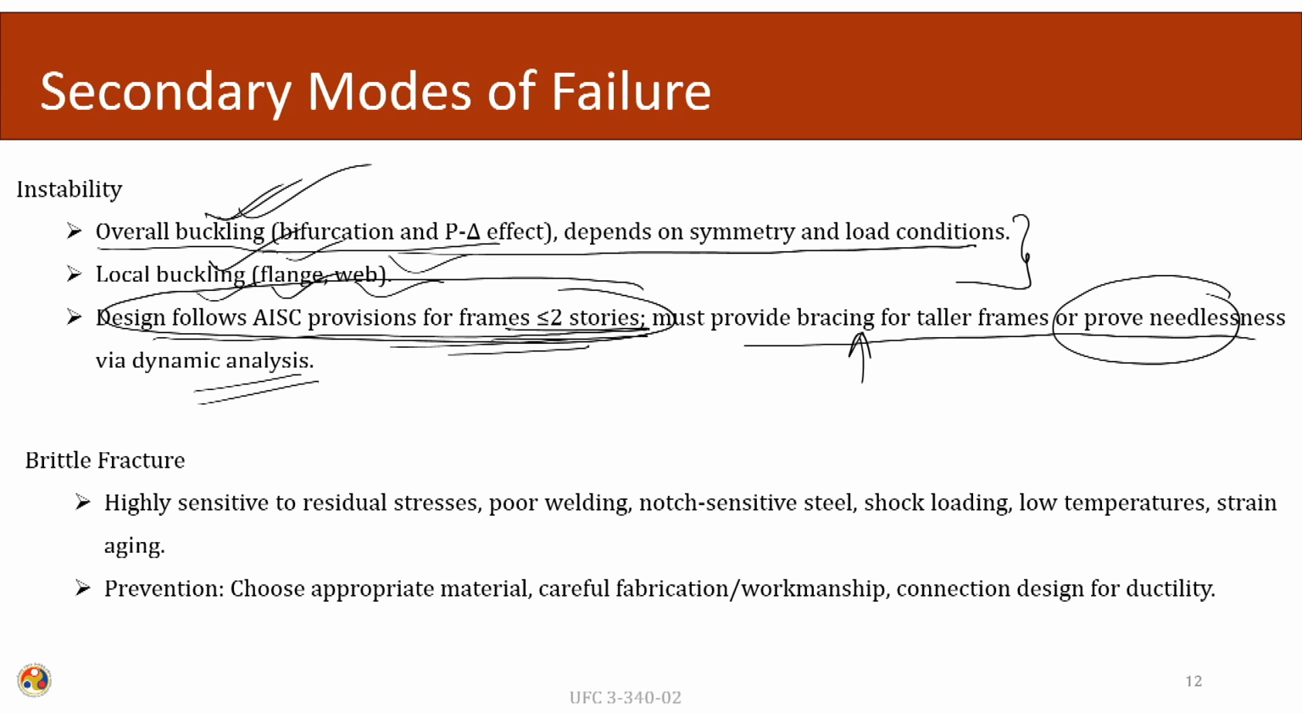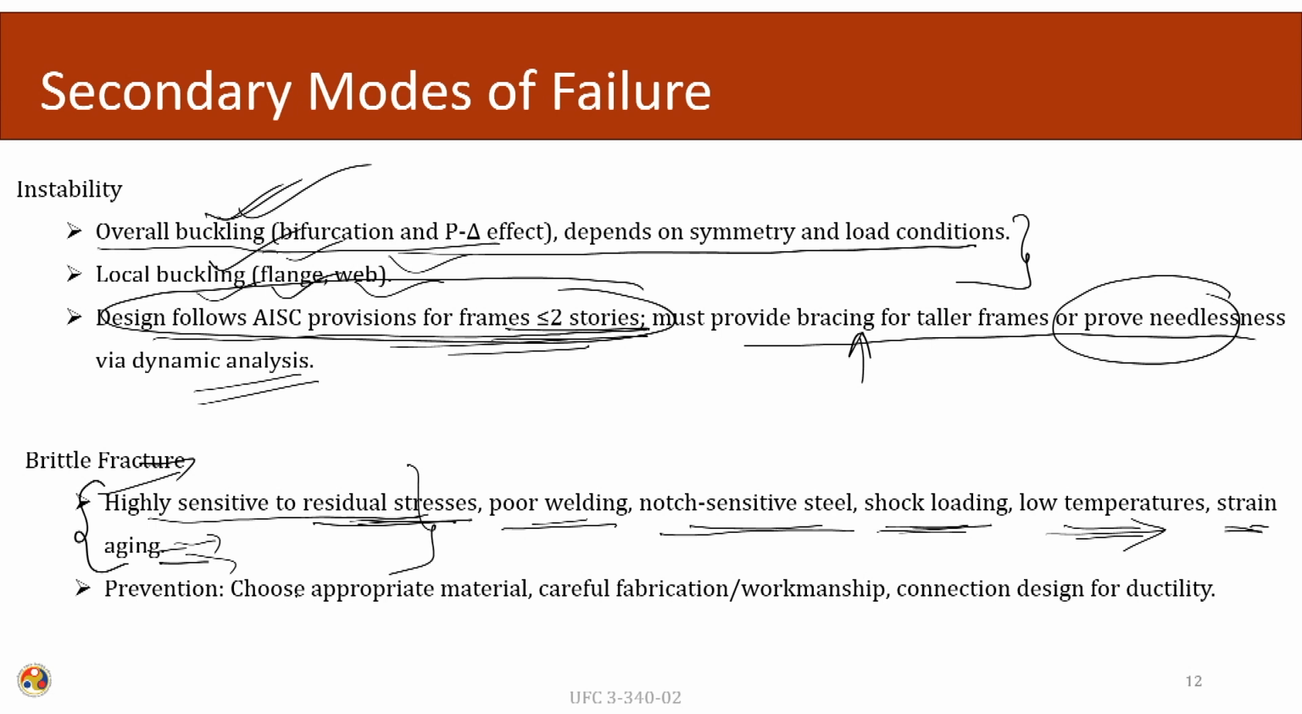Brittle failures. The brittle failures are highly sensitive to the residual stresses. They occur due to poor welding, notching in the steel, shock loading, low temperature and strain aging. So all these brittle failure modes come from different causes: poor welding, residual stresses, a notch present in the steel element, a localized shock effect, the steel being subjected to low temperature, and strain aging. All these things might occur.